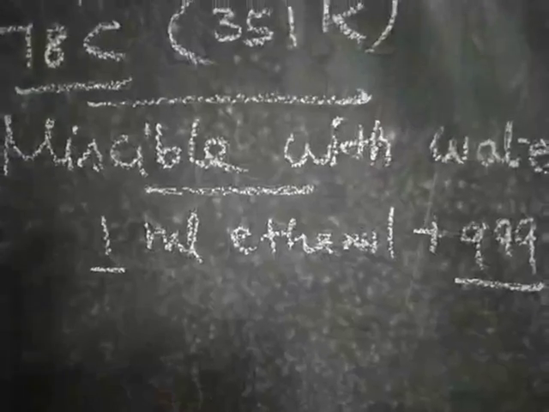Next, chemical properties of ethanol. There are 6 properties given in our textbook. What is meant by chemical properties? Which group is going to determine the chemical properties of a particular compound? Functional groups.